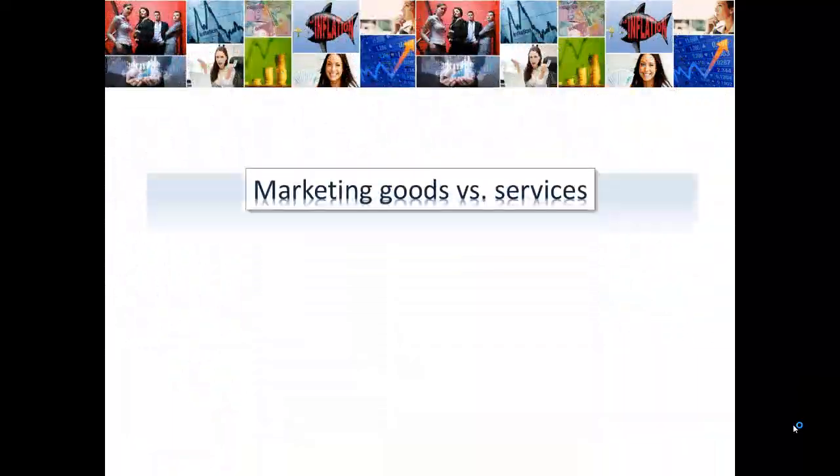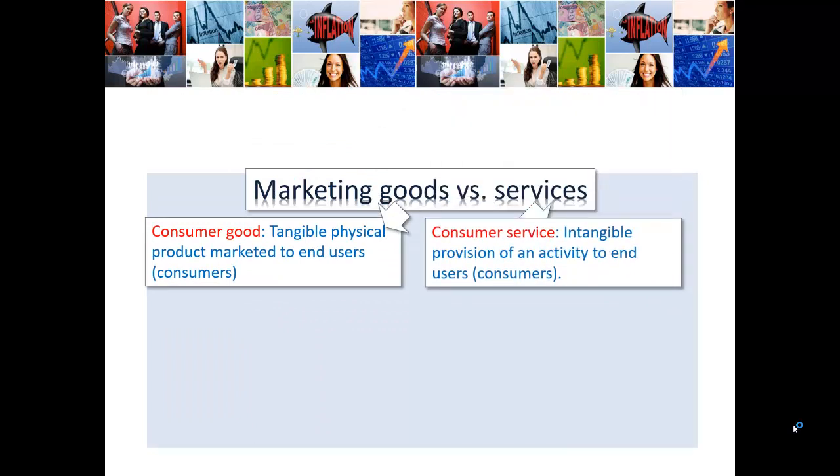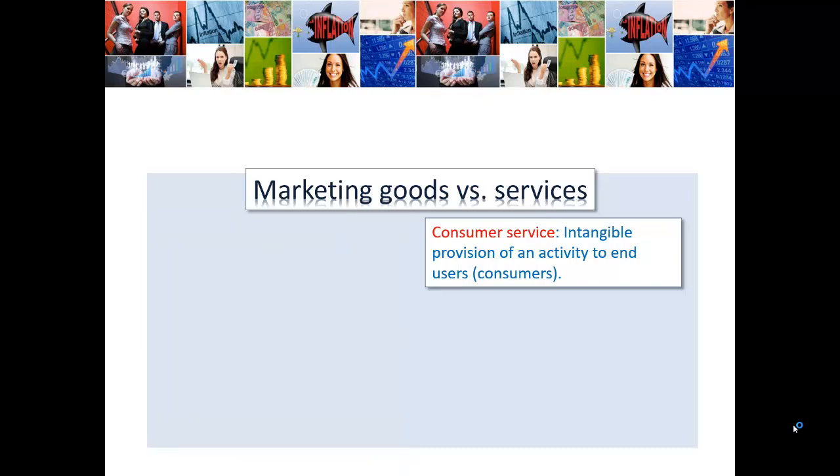Market characteristics. There's a difference between marketing goods and marketing services. So a consumer good is tangible, you can touch it. It's a tangible physical product marketed to the end user, the consumer. Whereas a consumer service is intangible, you can't touch it. It's something that's done for you. Intangible provision of an activity to end users, to the consumer.